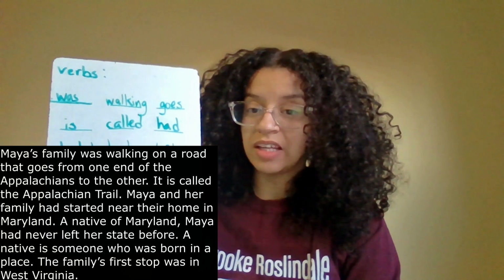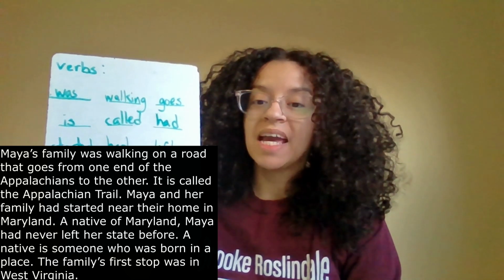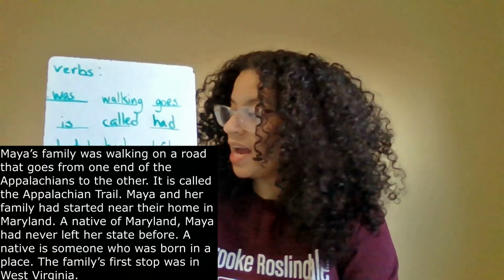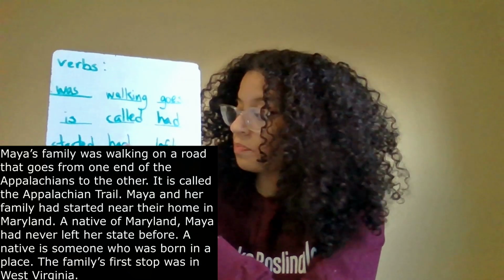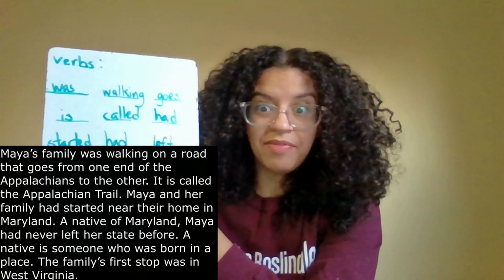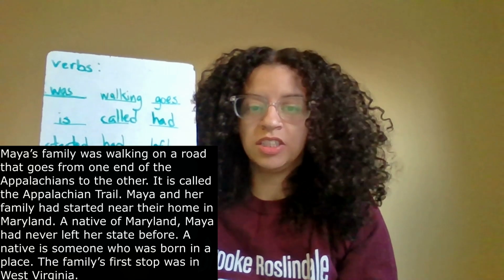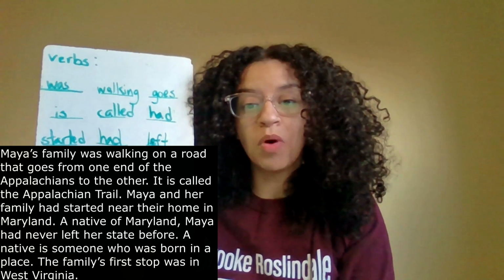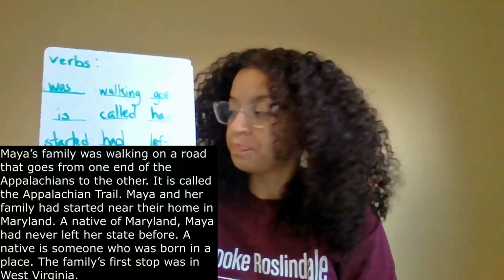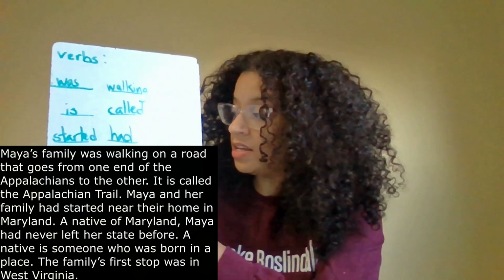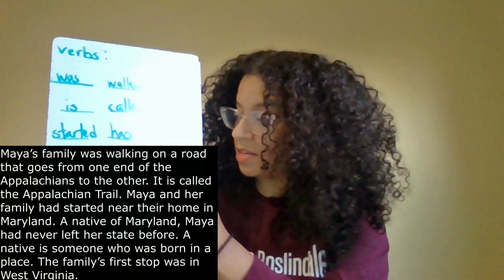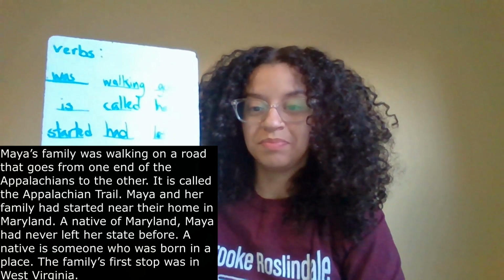A native of Maryland, Maya had never left her state before. Maya had another type of verb: left, action. She had never left her state before, so it's kind of like she stayed put. A native is someone who was born in a place. "Is," being verb. "Was," being verb. And to be born is an action.